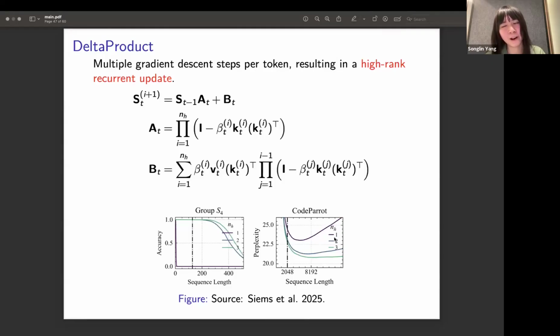It requires the model to have more state tracking ability, and they show that this model has better performance in this coding task. Two quick questions. Is the rank linear with the number of gradient steps? Is that right? Yeah. Cool. And the amount of FLOPs is also linear? Yeah. Yeah.